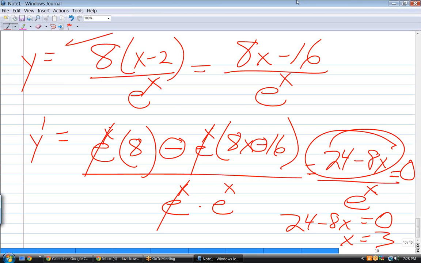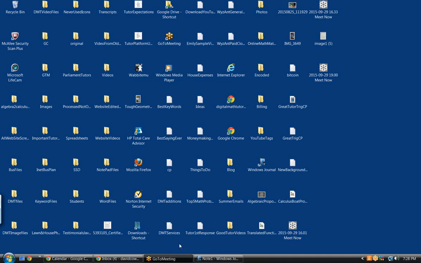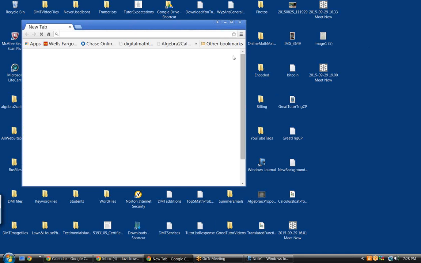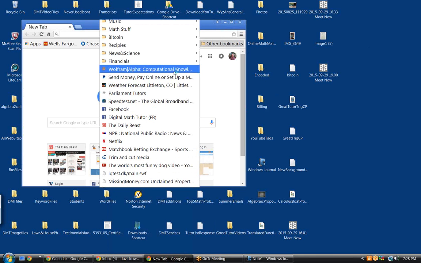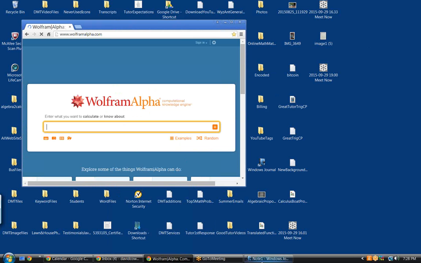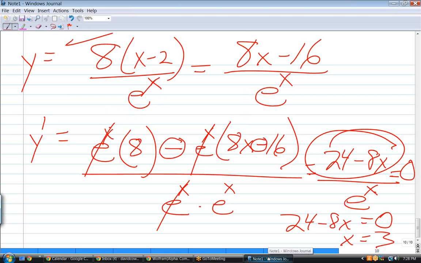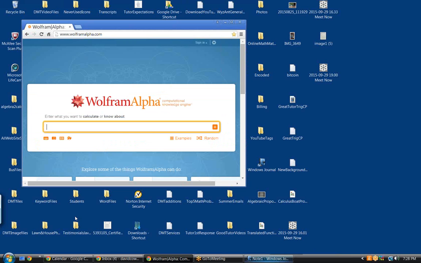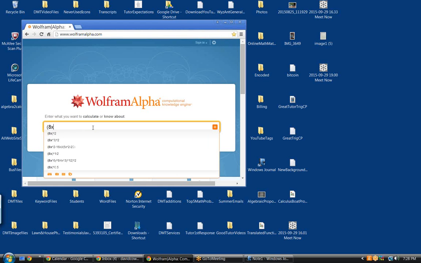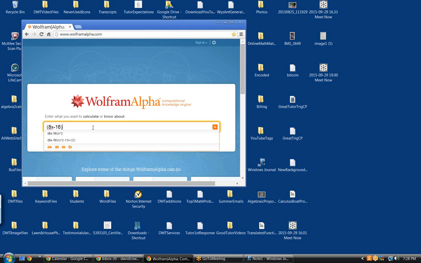Now, let's just look at that real quick. Let me pull up Wolfram Alpha. I'll plot that function, and we'll take a look at where the tangent line is, to make sure that makes sense. 8x minus 16 divided by e to the x. Let's see if they like that.